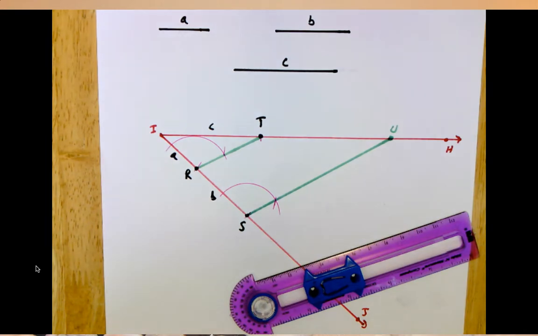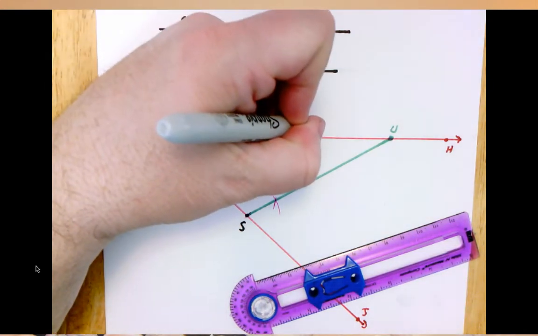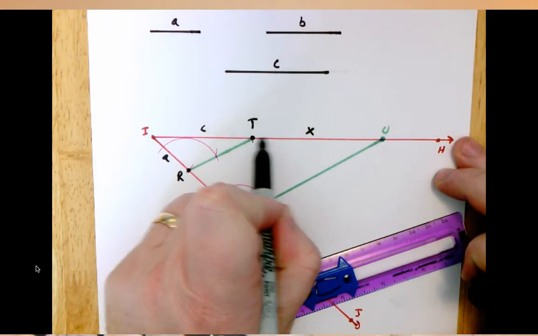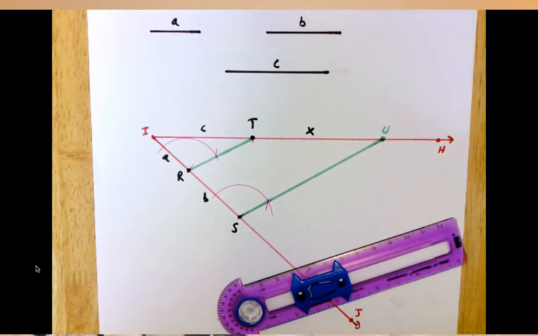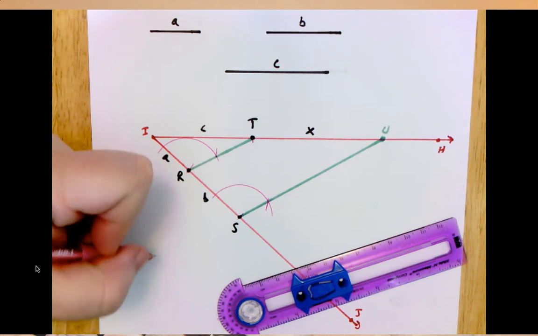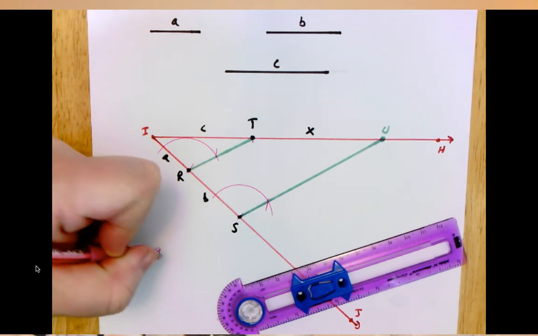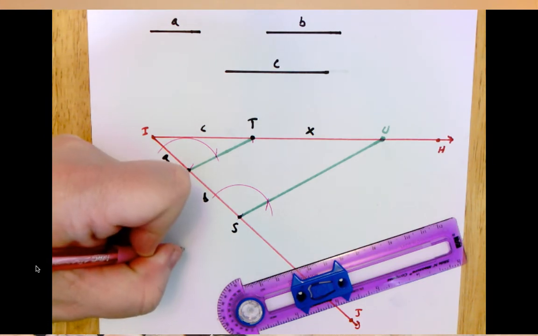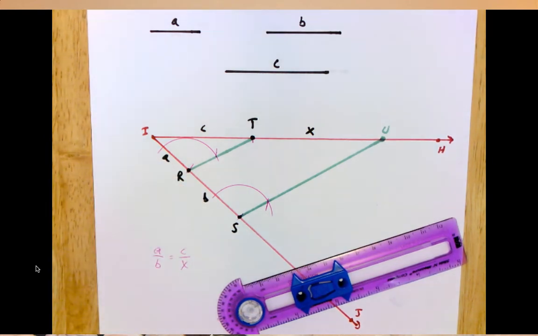And the distance from T to U is X. So this distance right here is X, and we have now constructed proportional segments. A over B is equal to C over X.